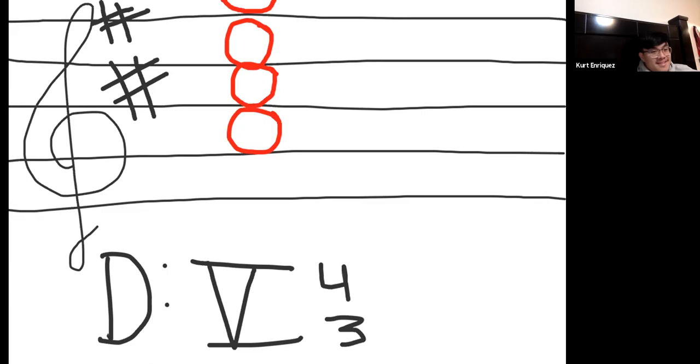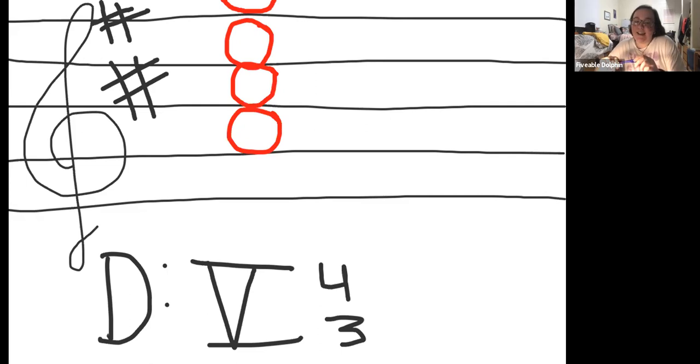Because it's dominant. So, yes. But here, since the root, this is going to confuse you. Your mind's going to blow when I say this, okay? So we're in the key of D, but the root of this specific chord here is A.